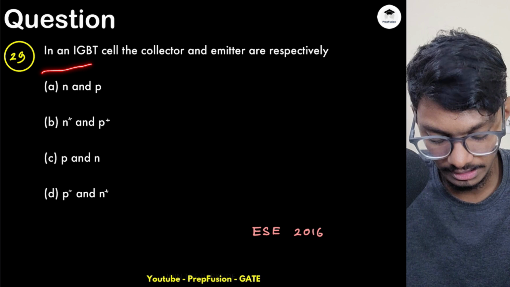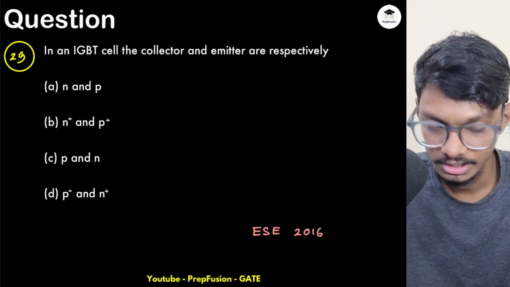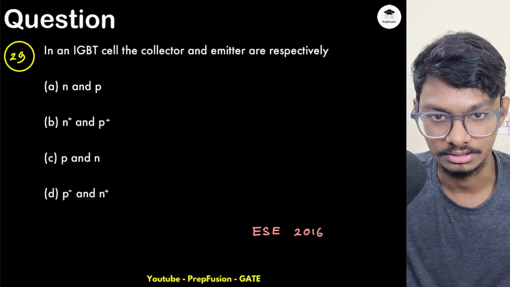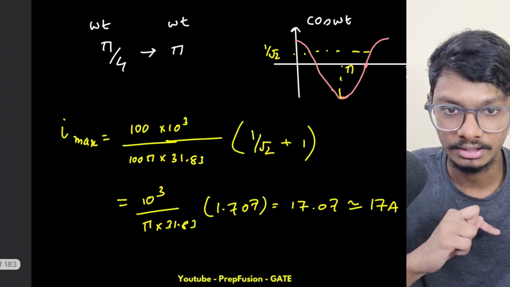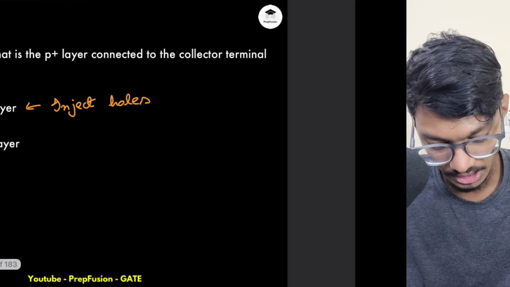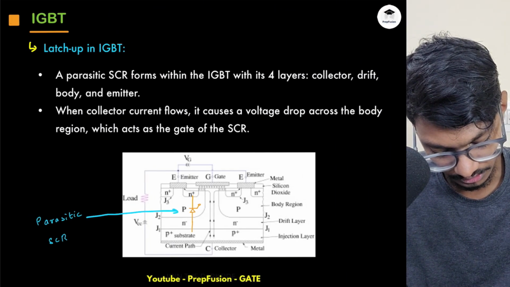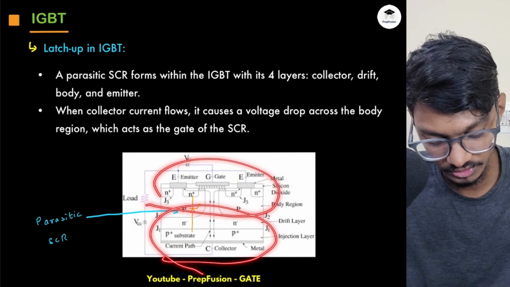Okay. In an IGBT cell, the collector and the emitter respectively. So they are asking us about the doping levels of collector and emitter. If you remember, I will just bring back the figure. You know that the collector was at the bottom, which was P plus, and the emitter was at the top, which was N plus. So I'll just bring back the IGBT structure here so that you will remember. Collector was at the bottom, which was P plus, and emitter was at the top, which was N plus.